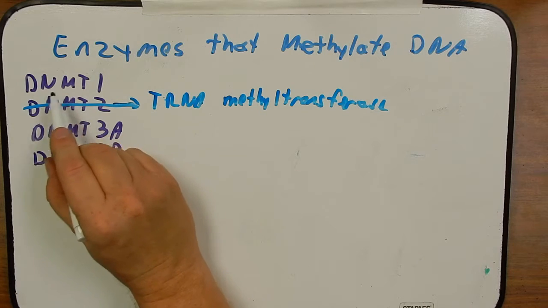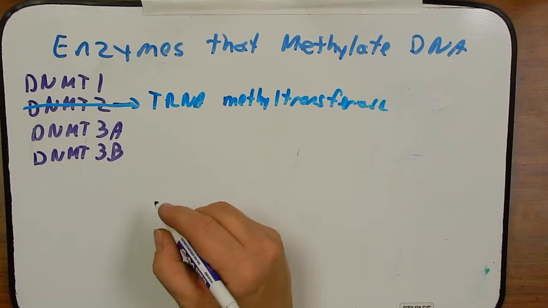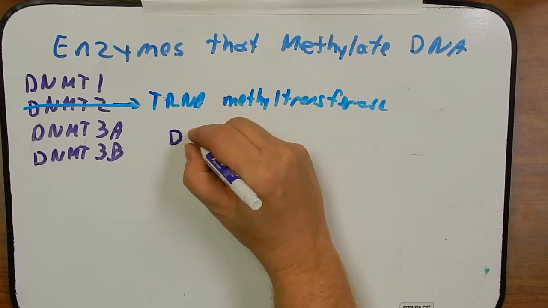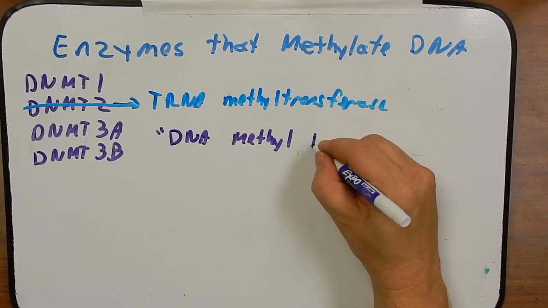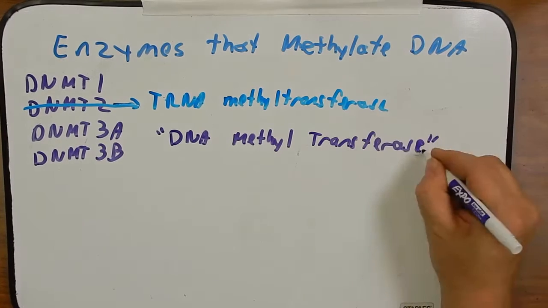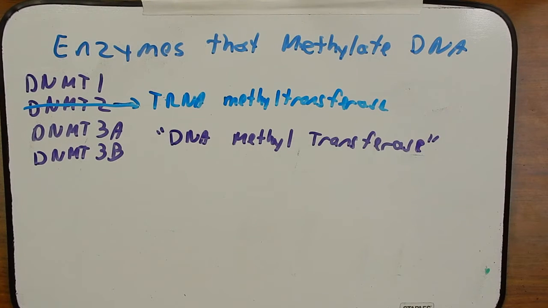So to remind you, the DNMT of these enzymes stands for DNA methyltransferase. They take up methyl and they enzymatically transfer it to a cytosine. So they all have the same general function, and that is to make methylated DNA. However, they do have some differences that I want to point out real quick here.